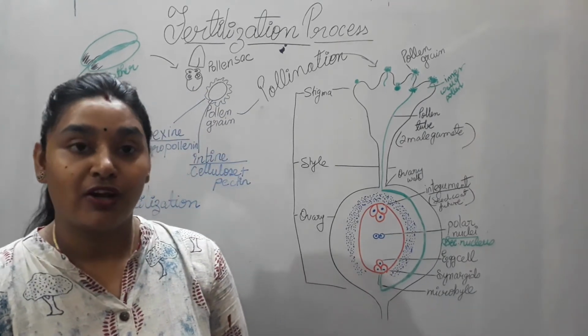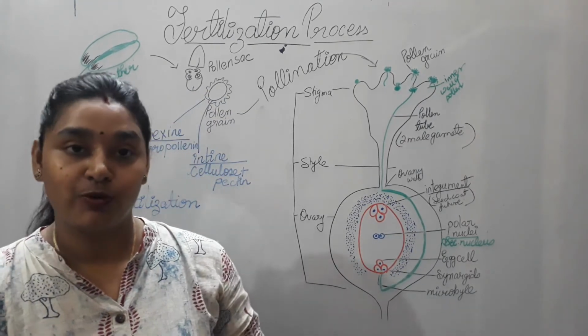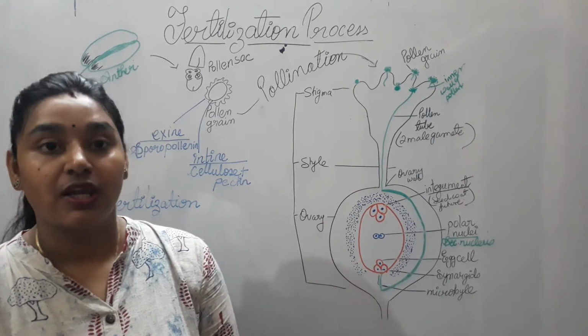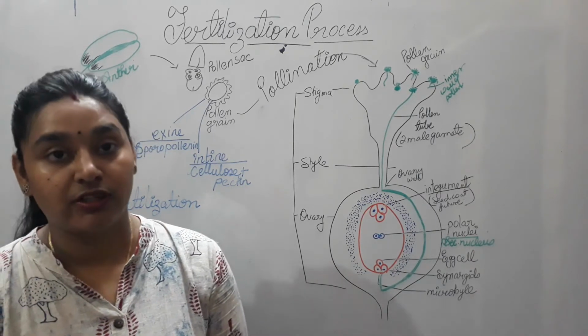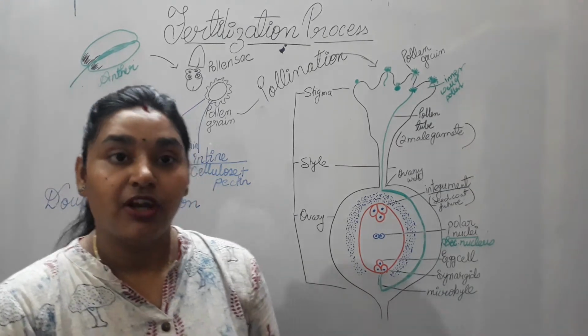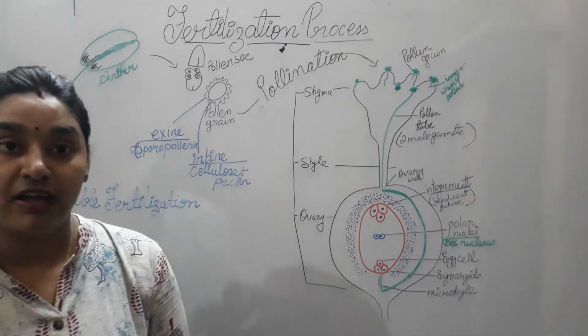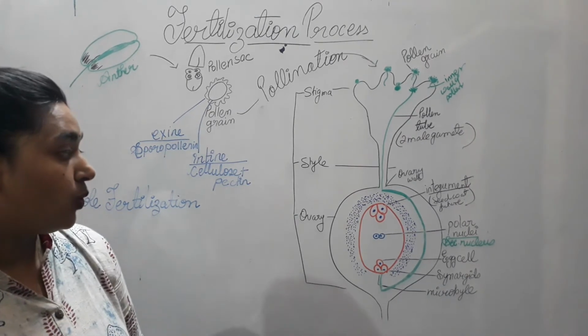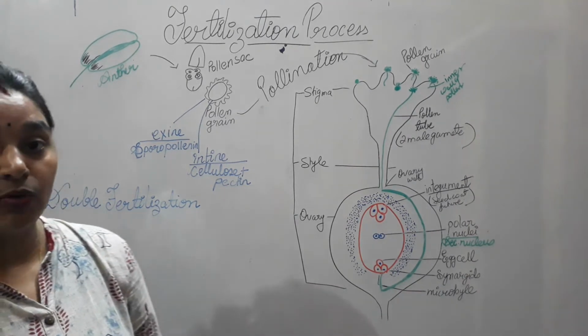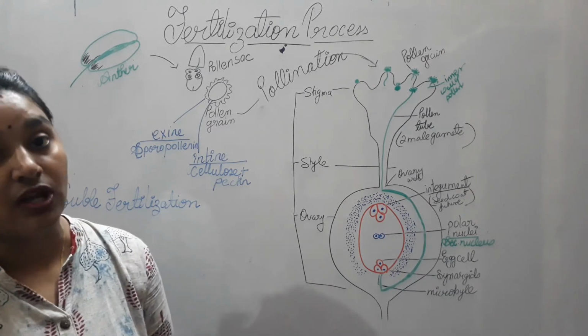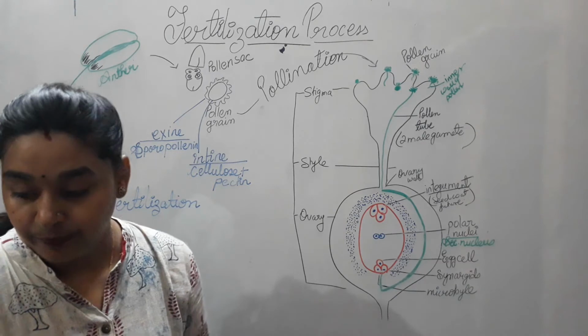So now we are going further and proceeding in our chapter, that is, how do organisms reproduce, in the topic sexual reproduction in flowering plants. Today we are going to cover the fertilization process in flowering plants, right? We have discussed the male and female gametes. Now let us see how fertilization occurs in them.